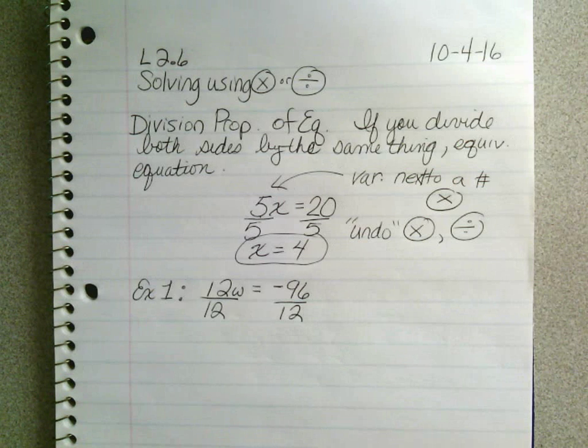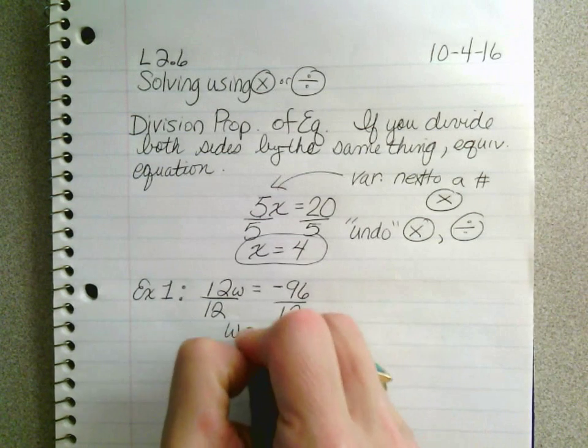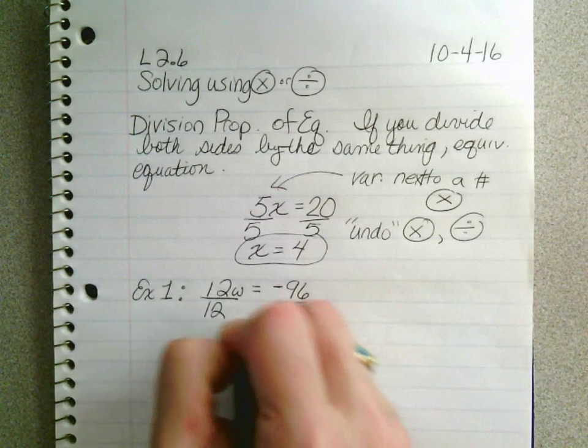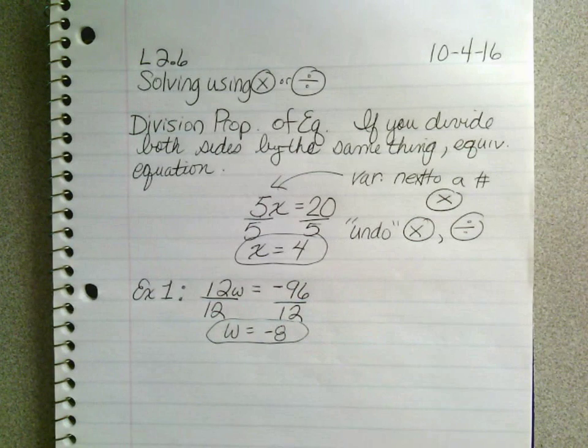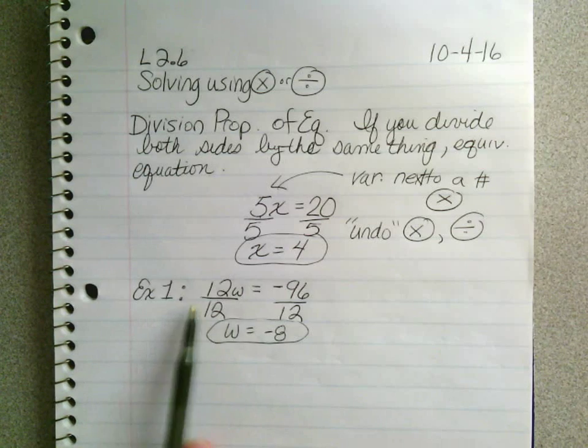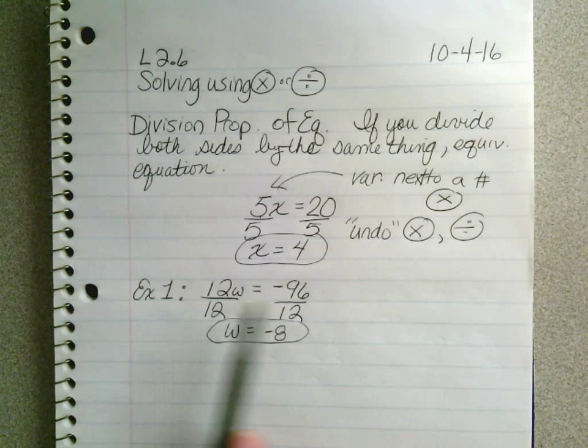Okay, something not right. You'll discover that 96 divided by 12 is going to be a negative 8. What if you put a positive 8 there? It's wrong, because 12 times positive 8 is a positive 96.